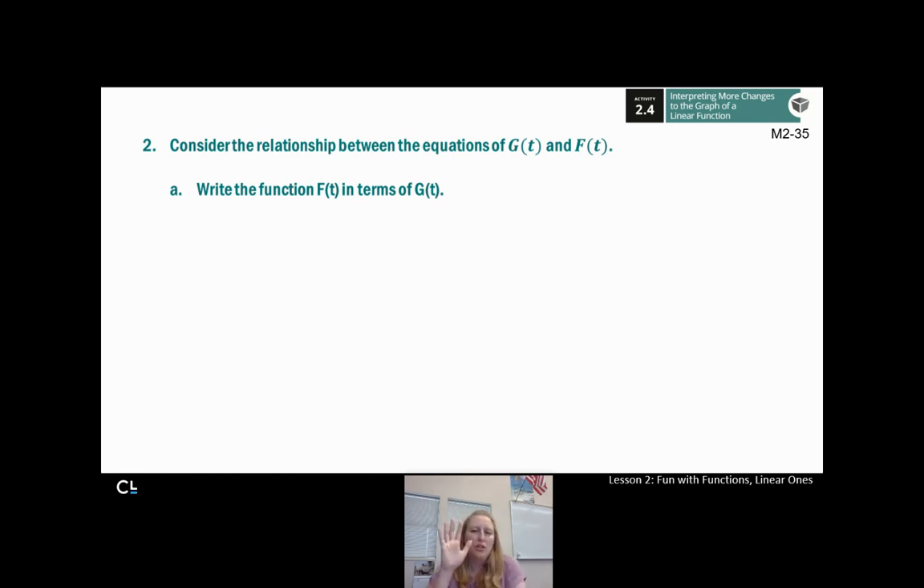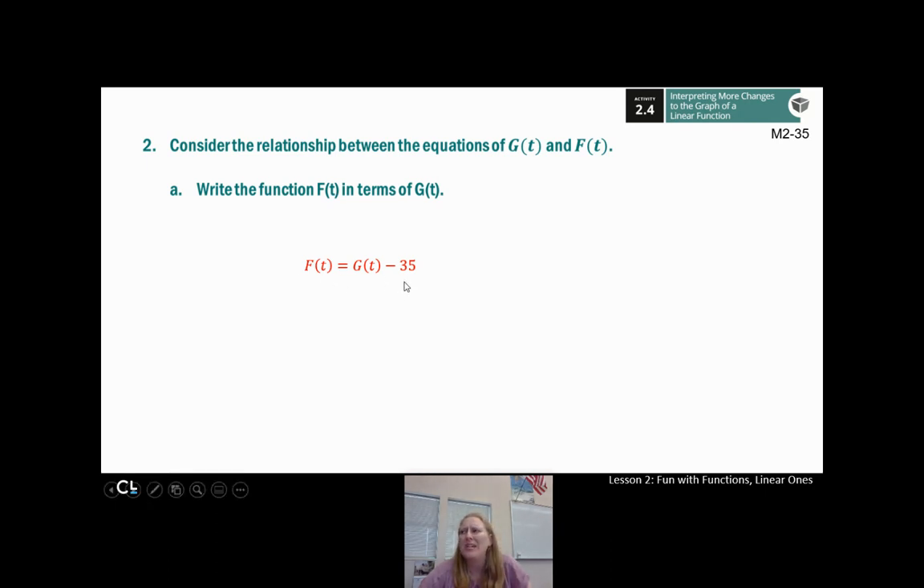So don't overthink it too much, but looking at those graphs, remember how we said we shifted down in order to get from g of t to f of t? So basically, I had to take g of t, and because I have to pay $35 for the booth, I have to take g of t and subtract $35 to get f of t. Yeah, that's what happened. So I've written f of t in terms of g of t, that I had to take g of t and subtract out that $35 for the booth.